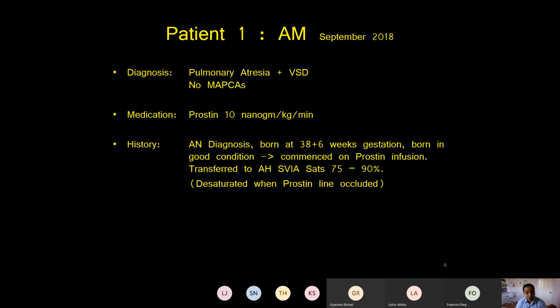So this patient is Maya. She was born in September 2018, and she had an antenatal diagnosis of pulmonary atresia with VSD, and there were no MAPCAs.